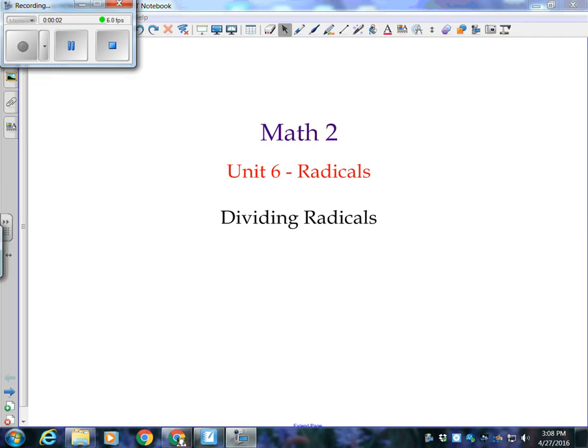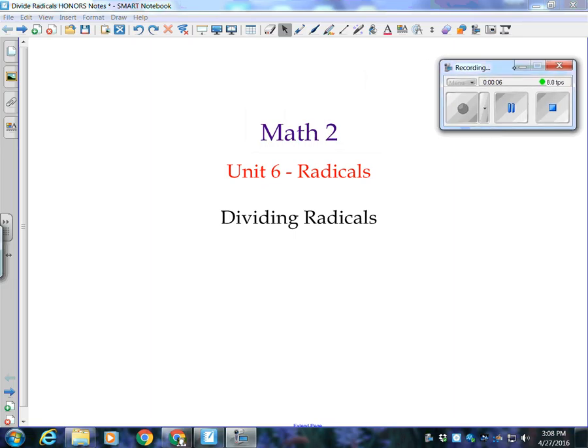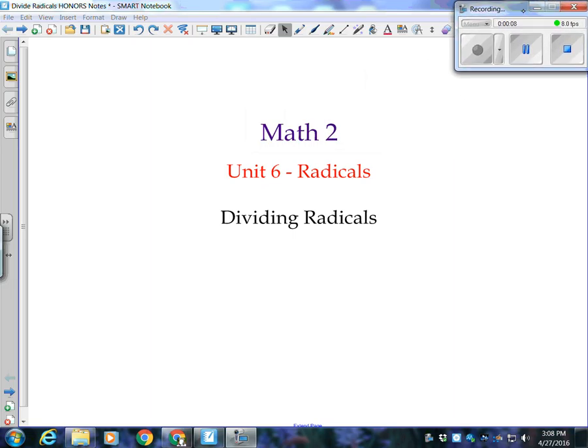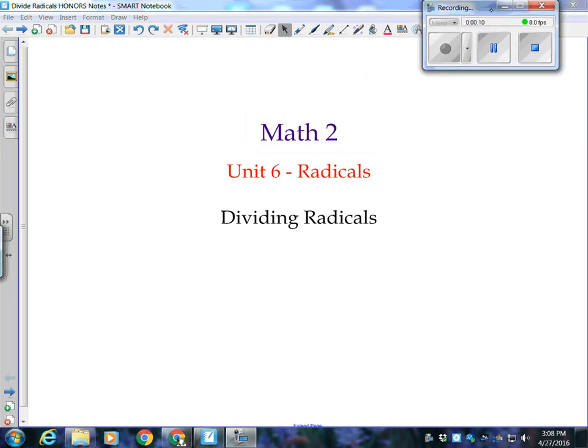All right, this lesson is on dividing radicals, and when we divide radicals, we're going to have to be aware of what we can and can't do as far as the denominator of a fraction. All right, let's get started.